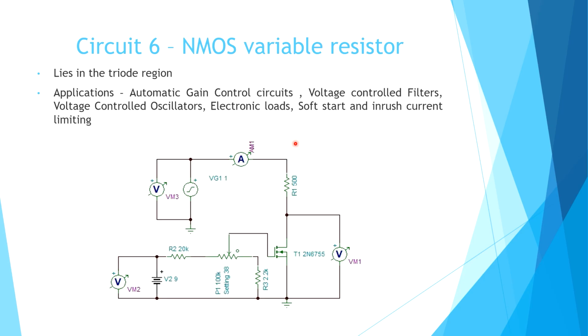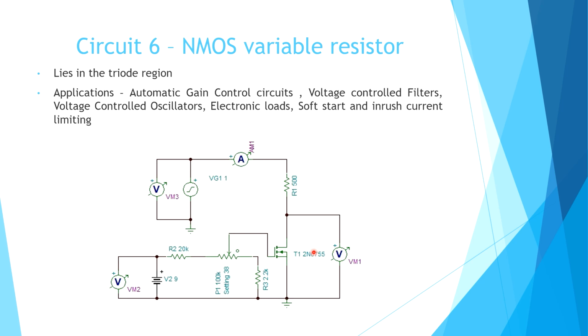Okay, and the next application is electronic load. When testing big power supplies, batteries or solar panels, we need a way to simulate different load conditions without swapping out massive physical resistors. Without changing a very big physical resistor, we can change the variable load electronically by changing the voltage at the gate.